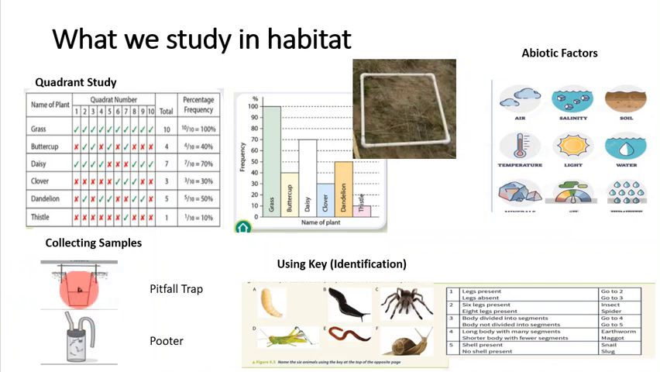Then you can come along and take the insect out of the pitfall trap, and you can then go and use a key like this to identify the particular organism.